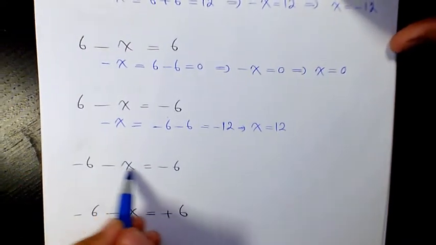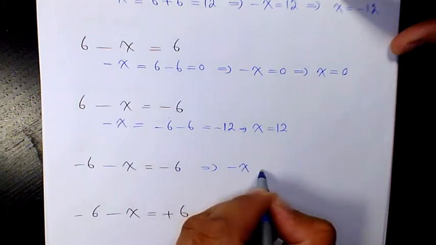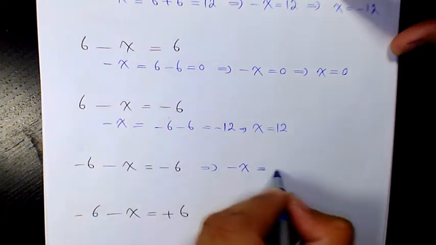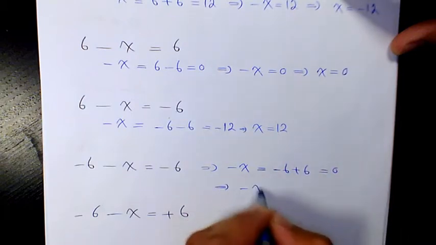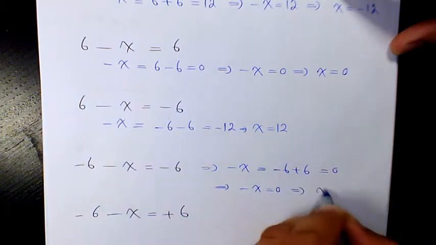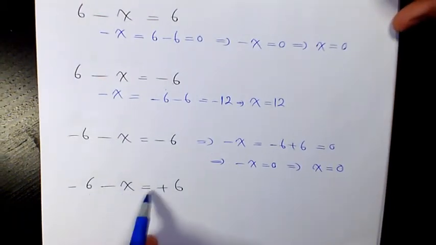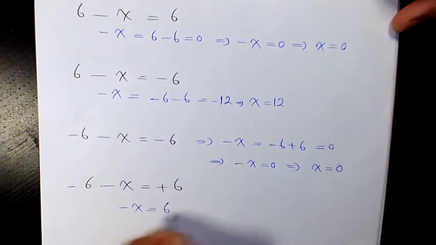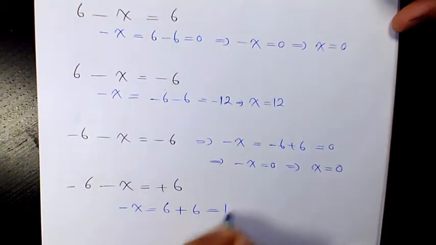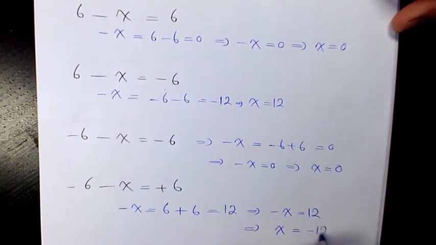Negative 6 minus x equals negative 6. So we have negative x equals negative 6 plus 6. That's going to be 0. Therefore, negative x equals 0. So x will be equal to 0. Negative 6 minus x equals 6. So we have negative x equals 6 plus 6. That's 12. So negative x equals 12. So x will be equal to negative 12.